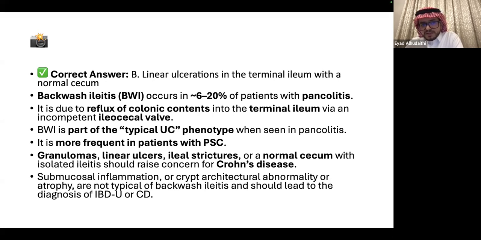If you find granuloma, linear ulcer, or ileal stricture, these are all pointing towards Crohn's with a normal cecum. For sure, this is Crohn's. Submucosal inflammation or crypt architectural abnormality or atrophy are not typical of backwash ileitis and should lead to a diagnosis of IBDU or Crohn's.